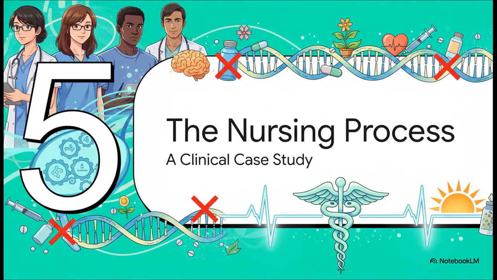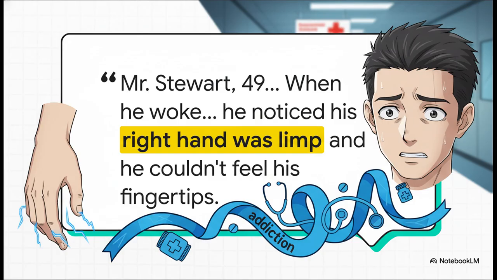We're going to apply the full nursing process to a patient scenario to see how these principles really work in the real world. So let's meet Mr. Stewart. He's 49 years old, and he shows up in the ER terrified that he's had a stroke. His main complaint is that his right hand is totally limp. But as the admitting nurse, your assessment is about to uncover the real story.